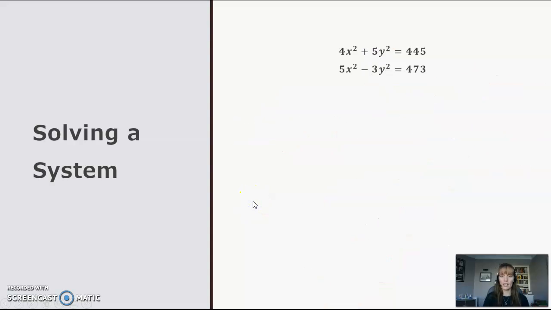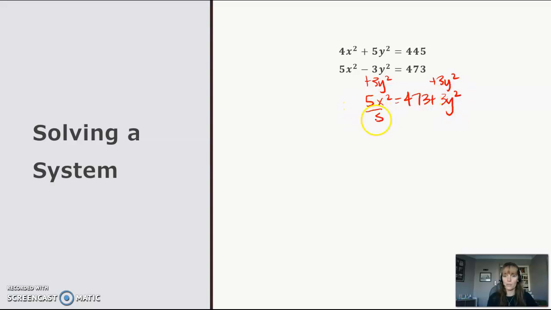So let's take a look at the second example I created and go through that same thought process. So here again, I am looking at this and I want to figure out the easiest way to substitute. So I'm not going to get a variable by itself necessarily, but I certainly have these x squareds that match in both of them. And so let's go ahead and use this bottom equation and get the x squared by itself. So I'm going to add 3y squared to both sides. That gives me 5x squared is equal to 473 plus 3y squared.